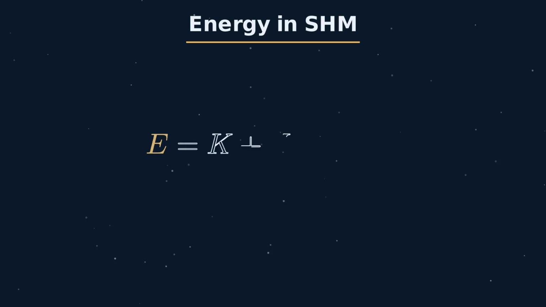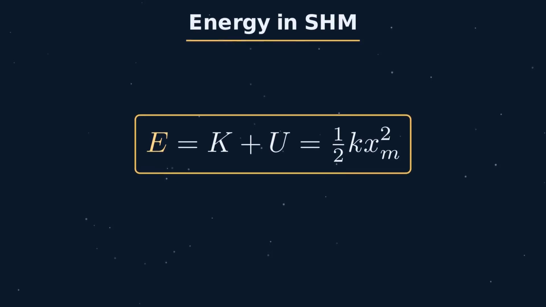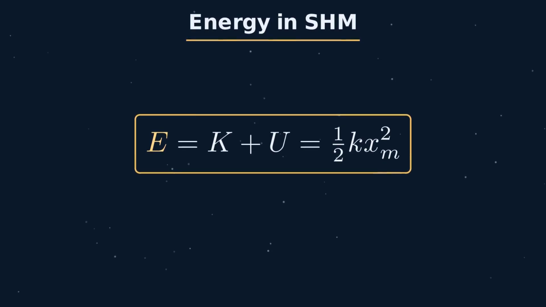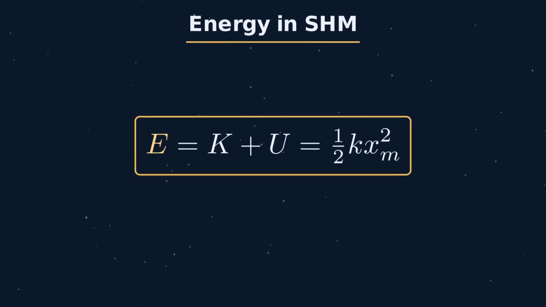Add them and the answer is beautifully clean. The total mechanical energy is 1/2 k x_m squared, set entirely by the amplitude and the stiffness. It is a constant of the motion, trading between the two stores twice every single cycle.